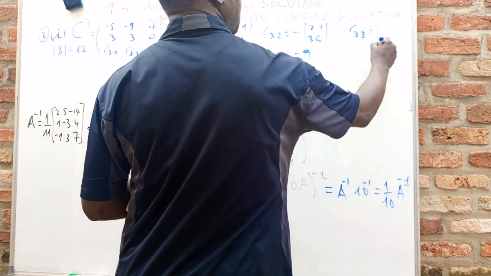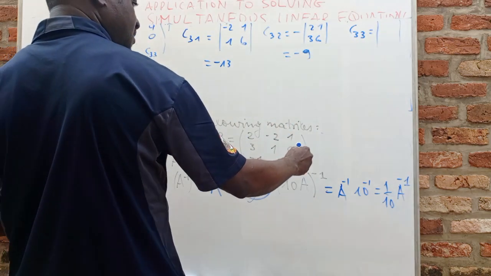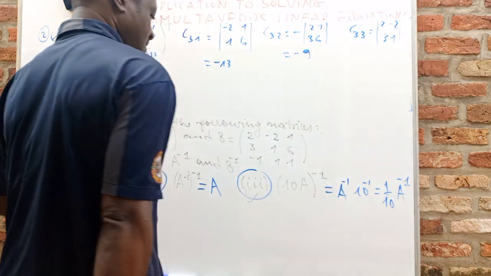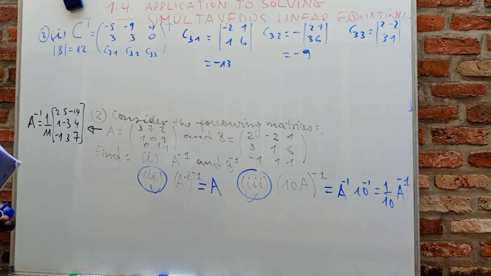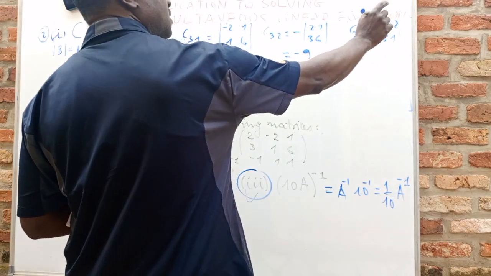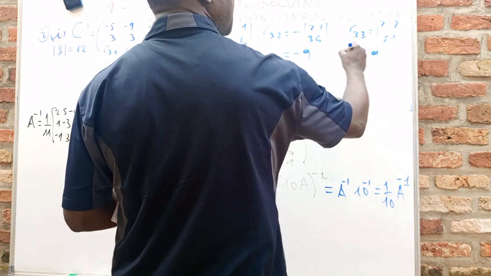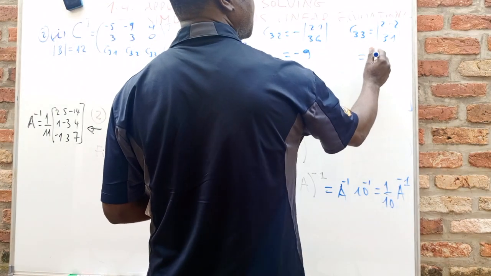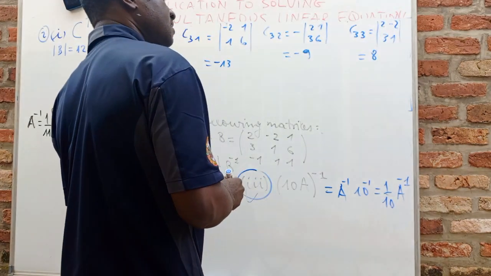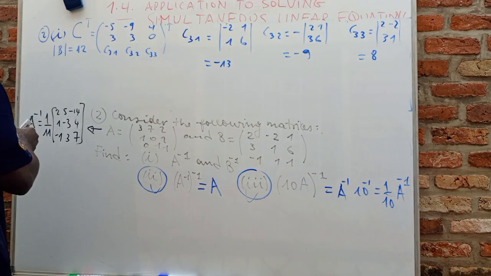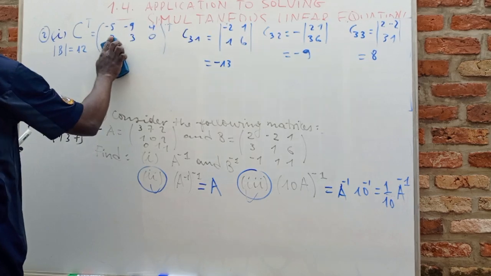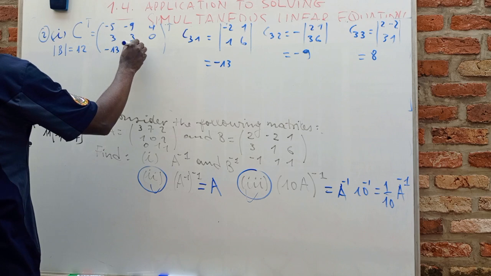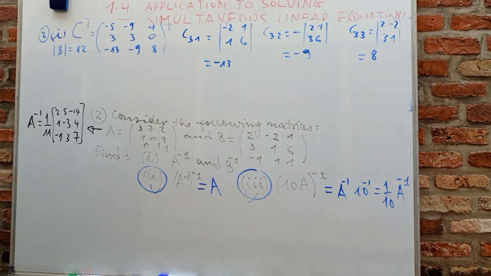C33. So we have the determinant removing this and this: 2 negative 2, 3 1. The result 2 plus 6 is 9. So 2 plus 6 is not 9, of course it is 8. So the coefficients here are negative 13, negative 9, and 8 in this case.